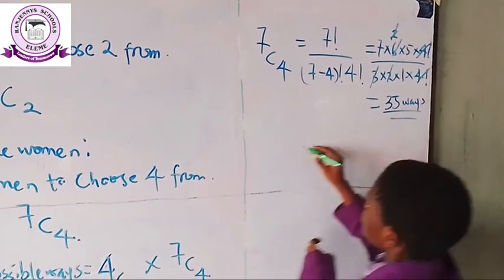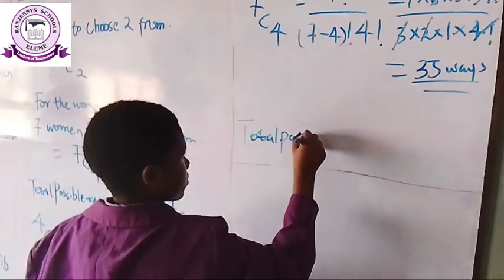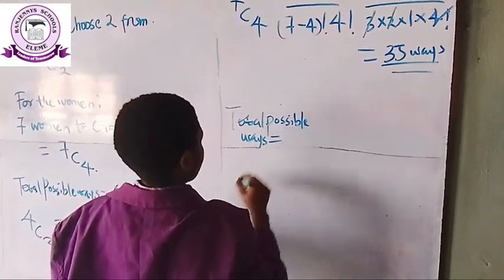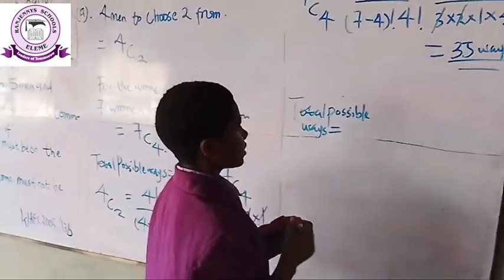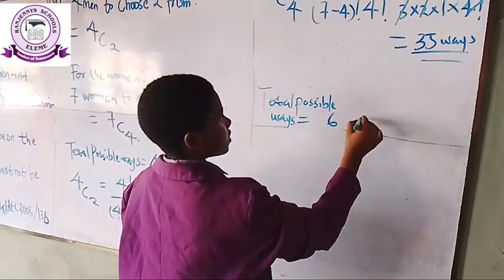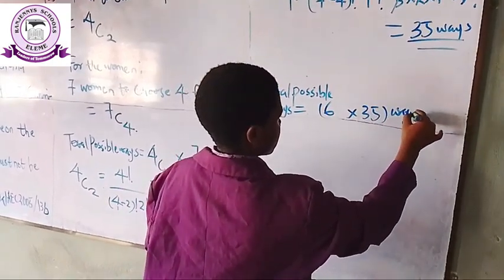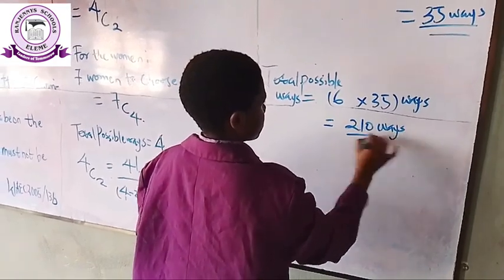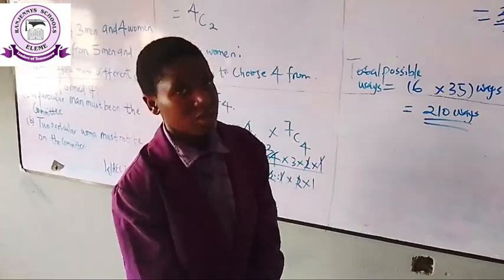So the total possible ways of having a committee where one particular man must be on the committee is 6 times 35 ways, and that is equal to 210. That is the A part of the question, and we are done. Let's move to the B.